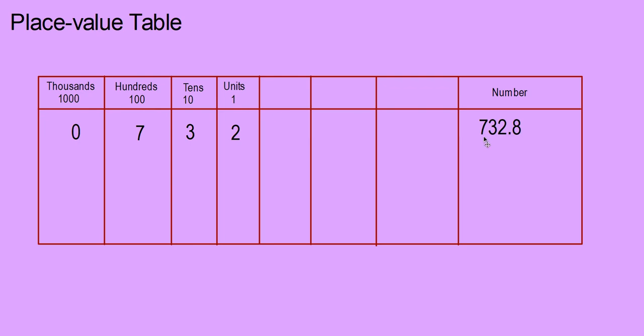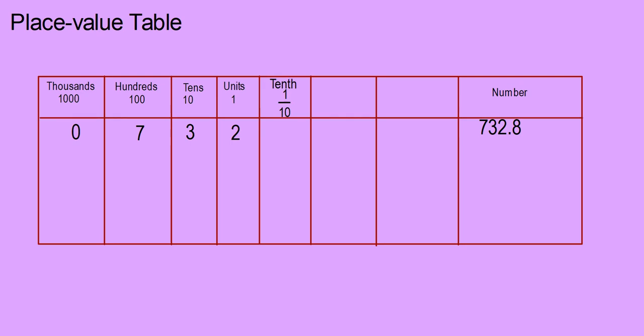Suppose the number is 732.8. What does this 0.8 mean? It is out of 10, 8 portion is taken. So that place we can call the tenths place and its value is 1 by 10. So 8 will be in the 1 by 10th position.